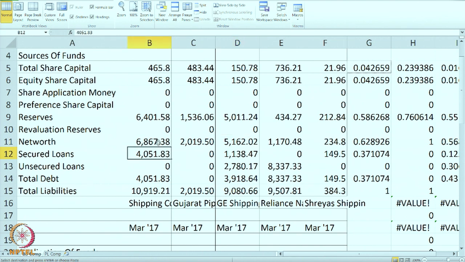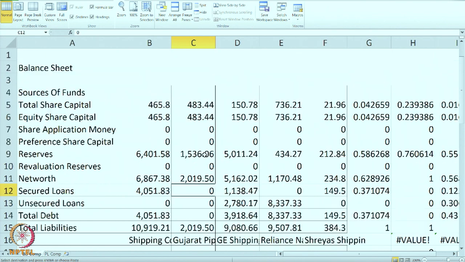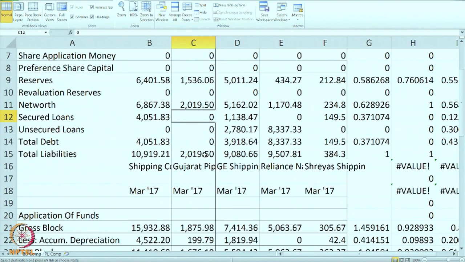Secured loans are very high for Shipping Corporation. Zero for Gujarat Pipavav. This shows a different way of financing. It's an equity finance company. You can see no debt. Whereas for GE Shipping, they have a reasonable quantum of debt. For Reliance, the debt is very high. On a capital of something like 1,100 of net worth, they have 8 times that as debt. And anyway, Shreyas is relatively small, less debt.